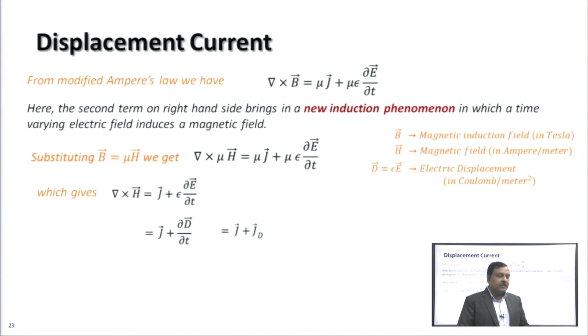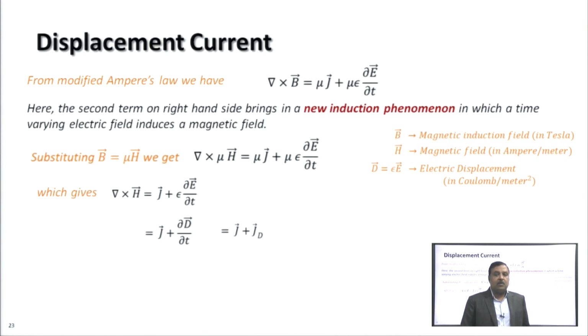If you learn polarization of a dielectric, then you will know about the polarization vector. So, epsilon E is known as electric displacement D. It has nothing to do with the common understanding of displacement. It is different. It is called electric displacement D equal to epsilon E.